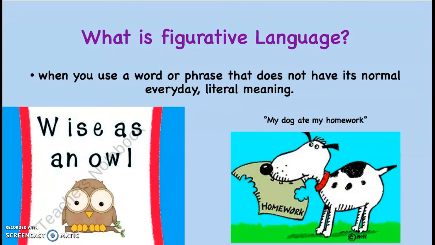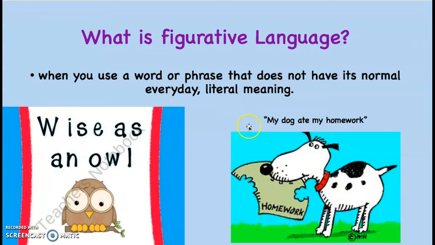So here are a couple of examples. Wise as an owl. We don't really think of an owl being wise since we can't talk to an owl or learn from an owl. So this is an expression. This would be non-literal language.